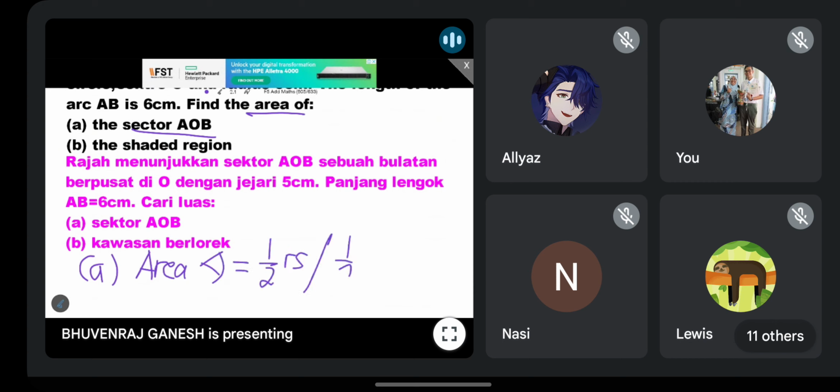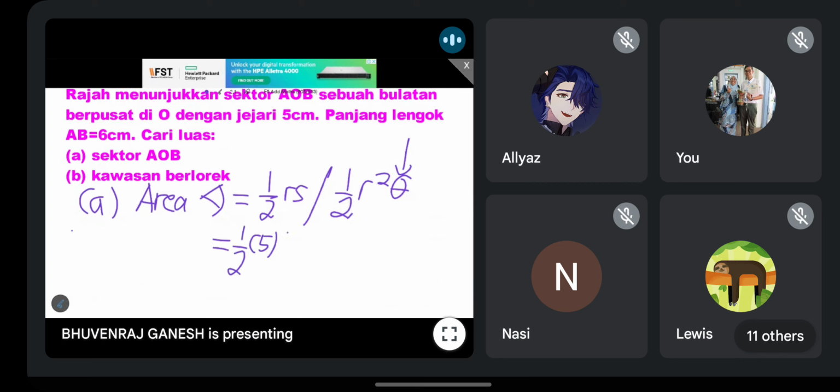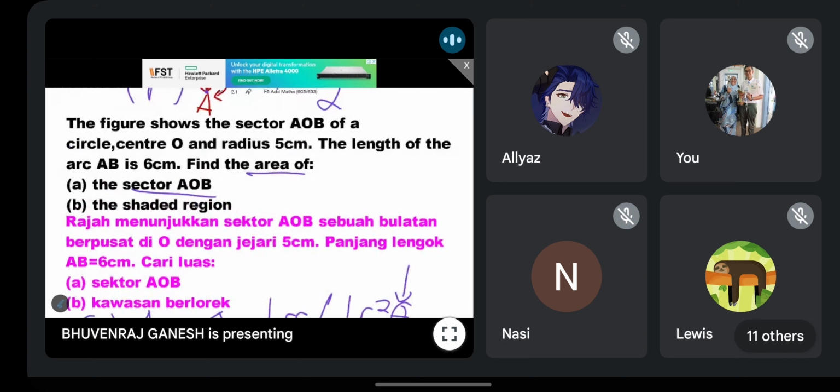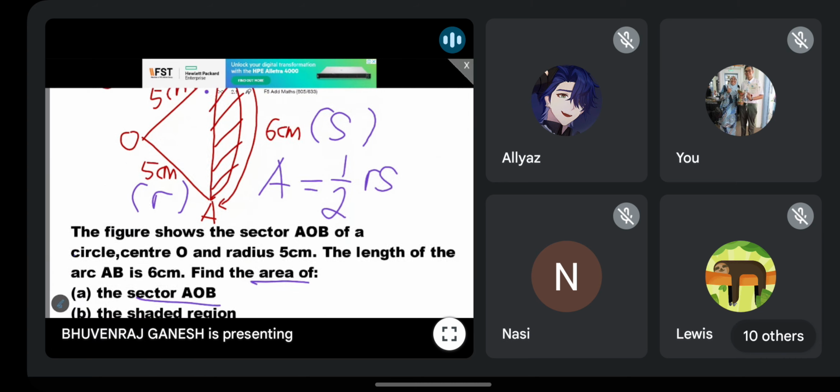Actually, kalau kamu tak mau yang ni, boleh guna half R square theta lah. But you must find theta first. Kamu kena dapat yang ni dulu. Okay, so kalau saya guna kaedah pertama, I can direct get the answer lah. Okay, sama dengan setengah jejari 5 S 6. So tekan kalkulator, 15 cm square. Okay guys, understand? Cara saya kira luas sektor yang ni sangat cepat kan? Berbanding kamu cari theta dulu. Okay, you need to find theta, you need to use the formula again. So this one much faster.